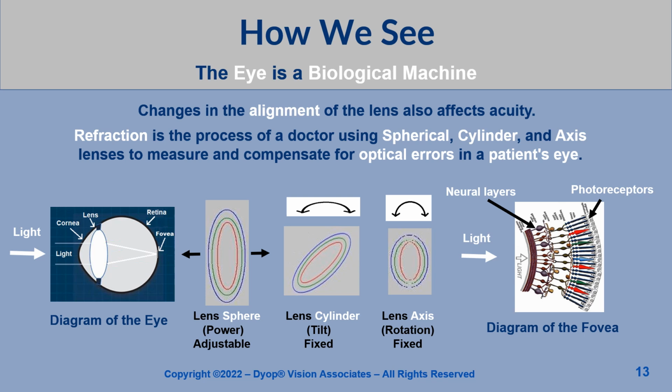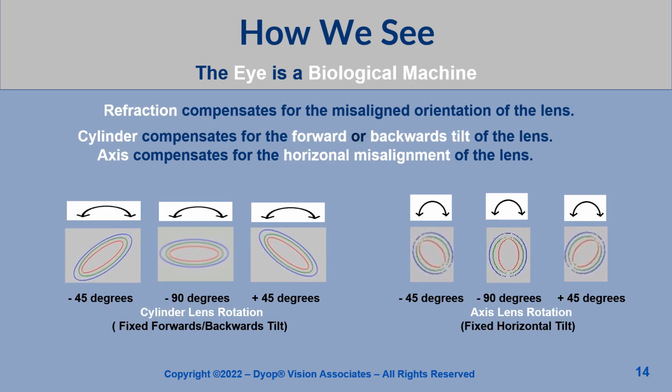Refraction is the process of a doctor using spherical, cylinder, and axis lenses to measure and compensate for optical errors in a patient's eye. Refraction compensates for the misaligned orientation of the lens. Cylinder compensates for the forward or backward tilt of the lens. Axis compensates for the horizontal misalignment of the lens.